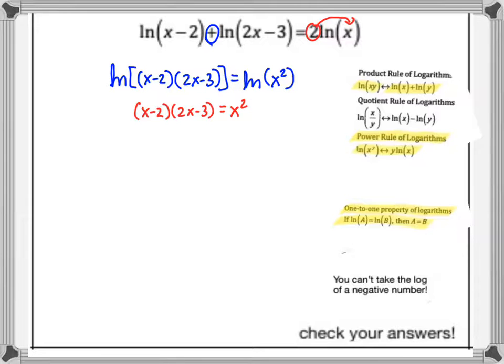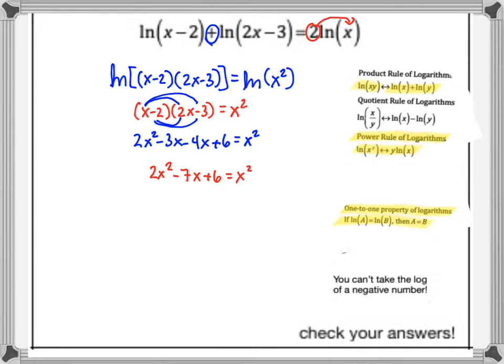So let's FOIL out this part right here and see if we can get a quadratic going, so we might be able to factor, use the quadratic formula, or something like that. So we'd get 2x squared minus 3x minus 4x plus 6 equals x squared. Okay, collecting the like terms, I get 2x squared minus 7x plus 6 equals x squared.